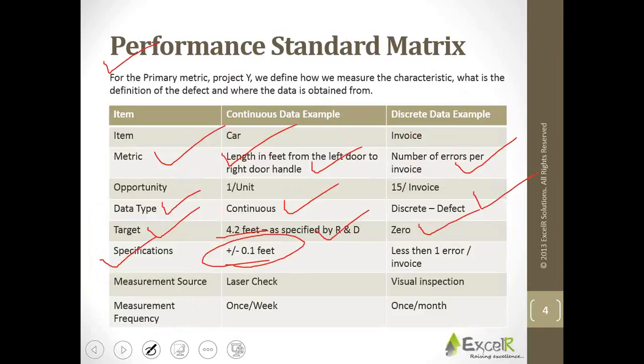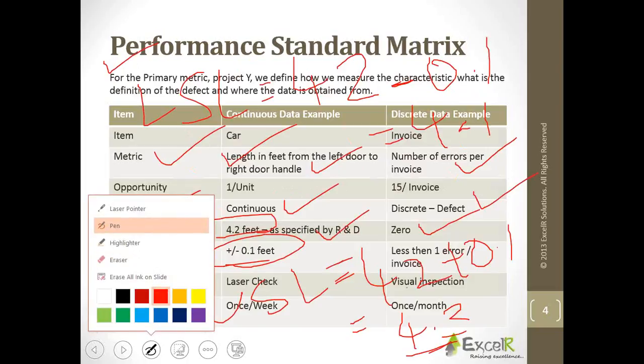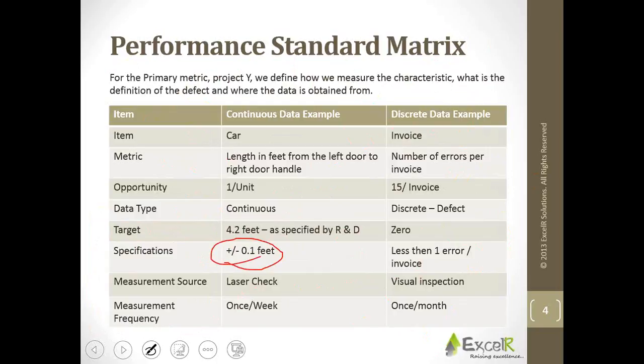Specification: plus or minus 0.1 feet. What does this mean? If the target is 4.2 feet, then my USL will be how much? 4.2 plus 0.1, which is nothing but 4.3 feet. And what will be my LSL? LSL will be 4.2 feet minus 0.1 feet, which is equal to 4.1 feet. That is what this means. Here it is less than 1 error. So my USL is clear. It should be less than 1.